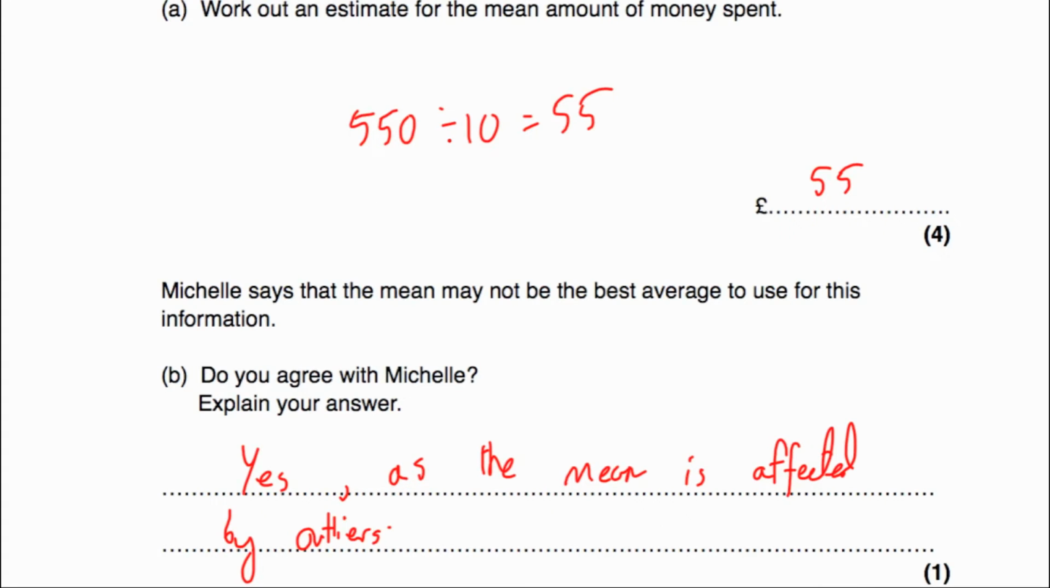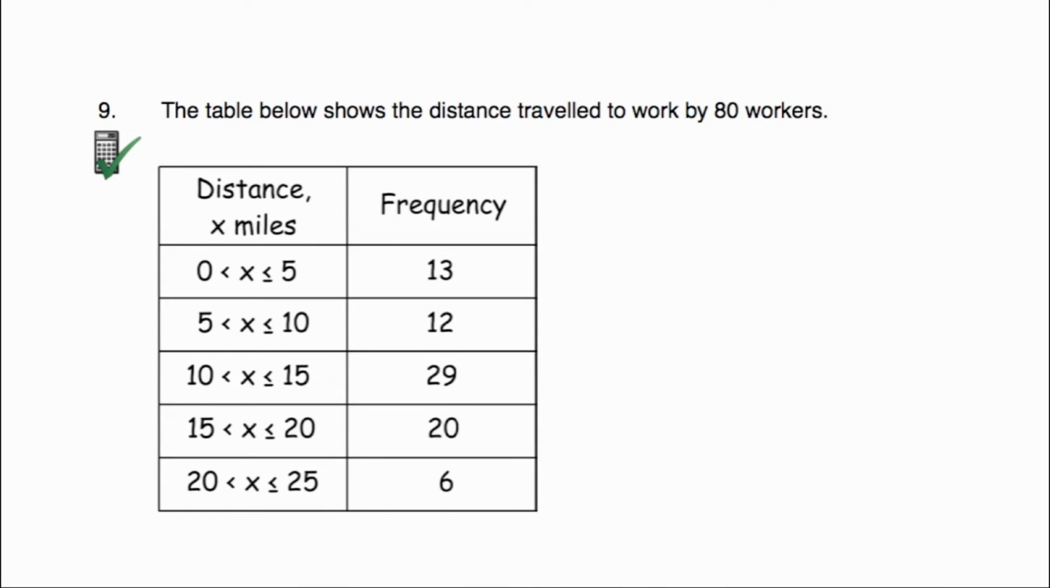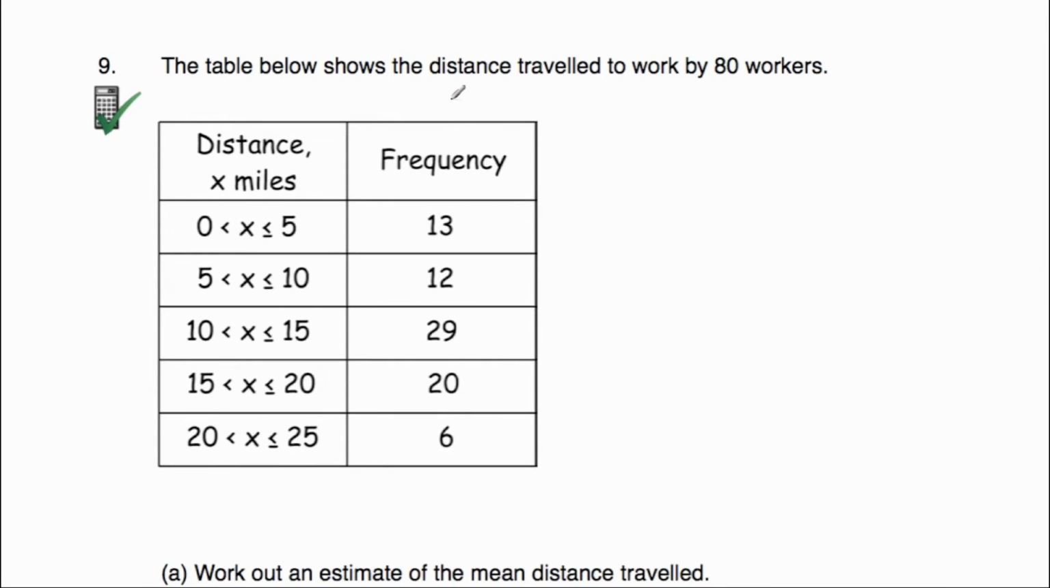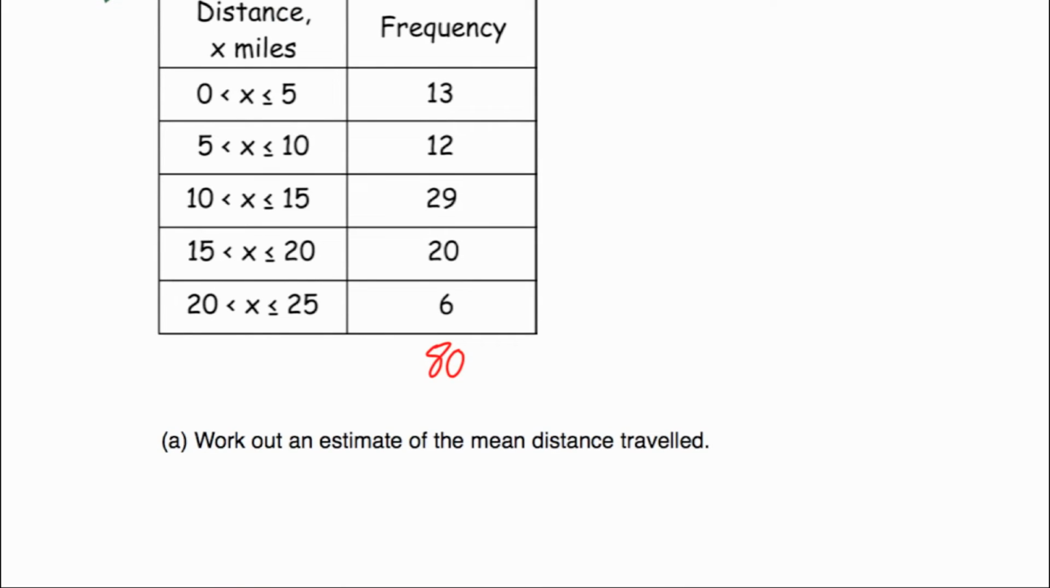Okay, let's have a look at our next question. Okay, question number 9. So question number 9 says the table below shows the distance travelled to work by 80 workers. That's great, we know there's 80 of them. And we've got the distance, and this is a calculator question. We've got the distance in miles, and it's between 0 and 5, 5 and 10, 10 and 15, 15 and 20, and 20 and 25. We've got their frequencies.